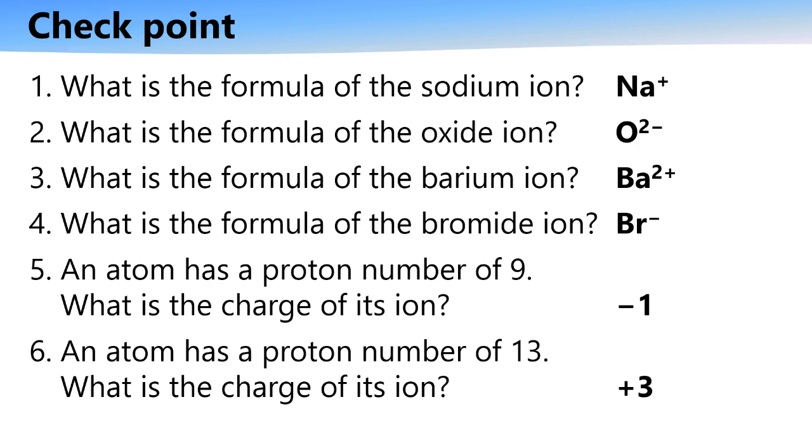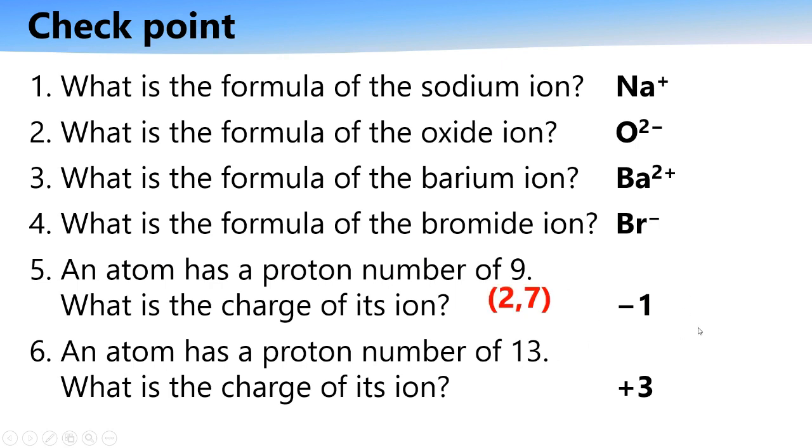For questions 5 and 6, you can either find what the element is on the periodic table. If you look for proton number 9 in the periodic table, it will be fluorine. So fluorine will be in group 7 and therefore will have -1 charge. And 13 would be aluminium, which is in group 3, so it will be +3 charge. So that is one method.